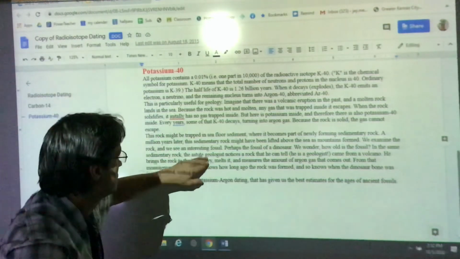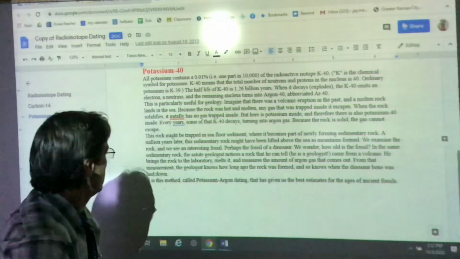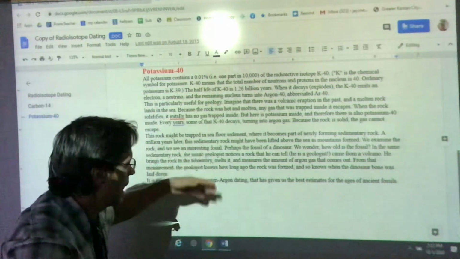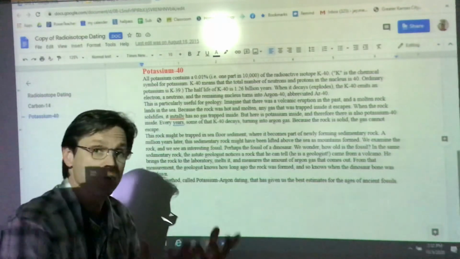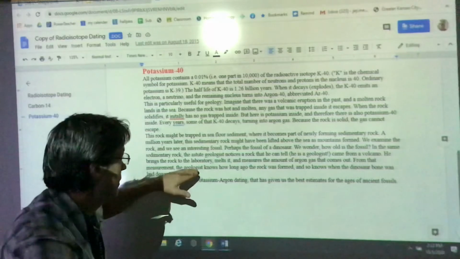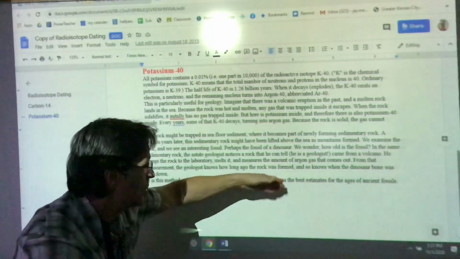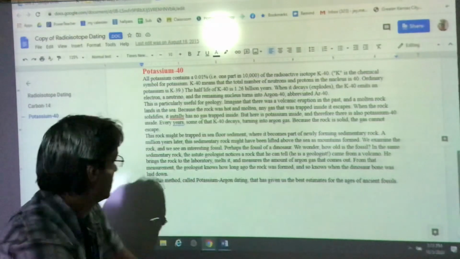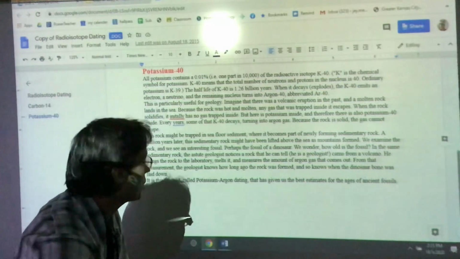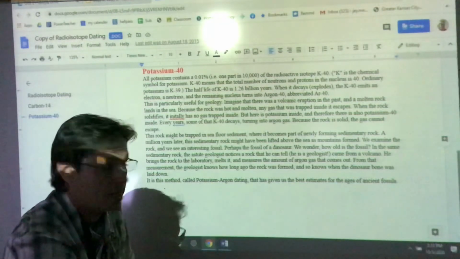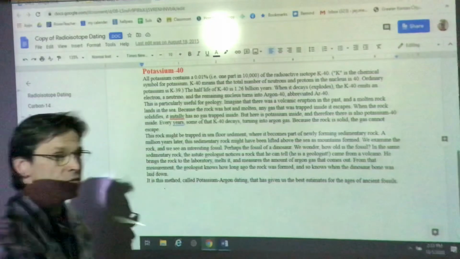In the same sedimentary rock, geologists can tell the rock came from the volcano. So they take it to a lab, and they measure the amount of argon that comes out using a tool that's able to do that. They can tell you how long ago the rock was formed, all the molten parts. So then obviously you know when the dinosaur bone was laid down. It's a method called potassium-argon dating, or potassium-40 dating is fine, and it gives us the best estimate for the age of ancient fossils.